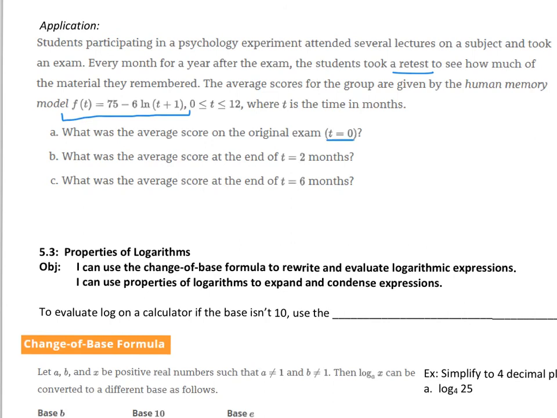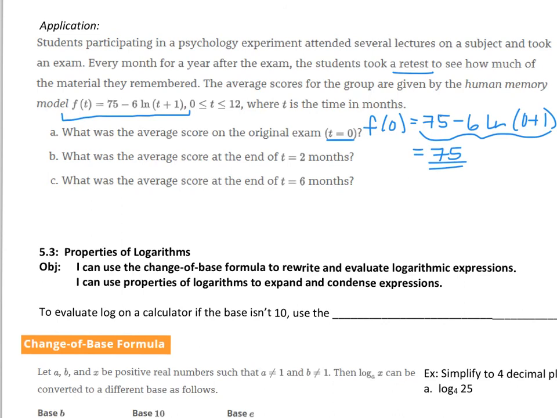Question A, what is the average score from the original exam, meaning t equals 0? If we plug that in, we would get f of 0 equals 75 minus 6 ln of 0 plus 1. Now you should be able to type that all in at once on your calculator. 75 minus 6 ln, well 0 plus 1 is in fact 1, and you actually get 75. So 75 was the average initially.